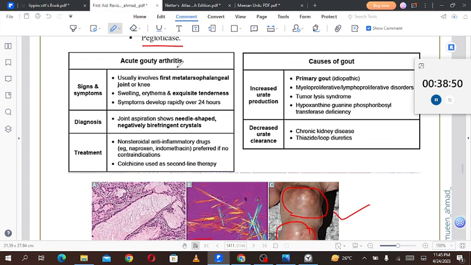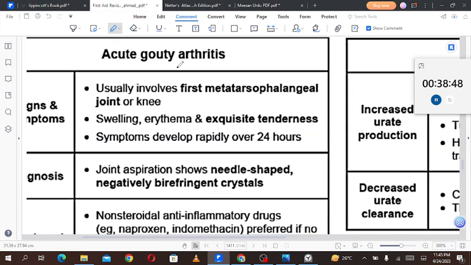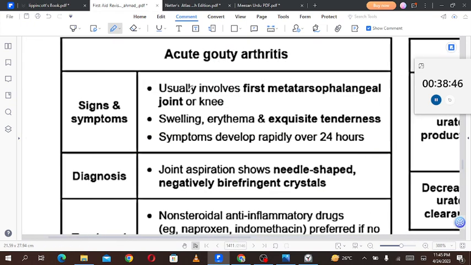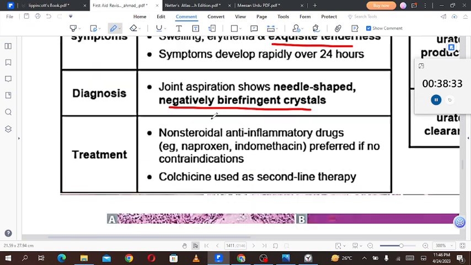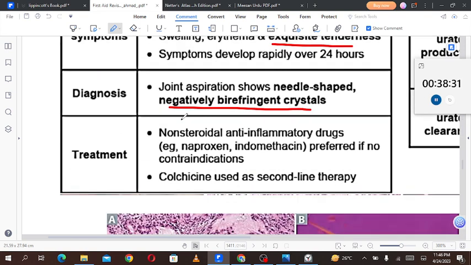Okay, acute gouty arthritis, let me zoom it in. In this case, signs and symptoms usually involve the first metatarsophalangeal joint or knee, with swelling, erythema and exquisite tenderness. Symptoms develop rapidly over 24 hours. Diagnosis: joint aspiration shows needle-shaped negatively birefringent crystals. Treatment is NSAIDs, non-steroidal anti-inflammatory drugs, for example naproxen and indomethacin, preferred if no contraindications, and colchicine used as second-line therapy.